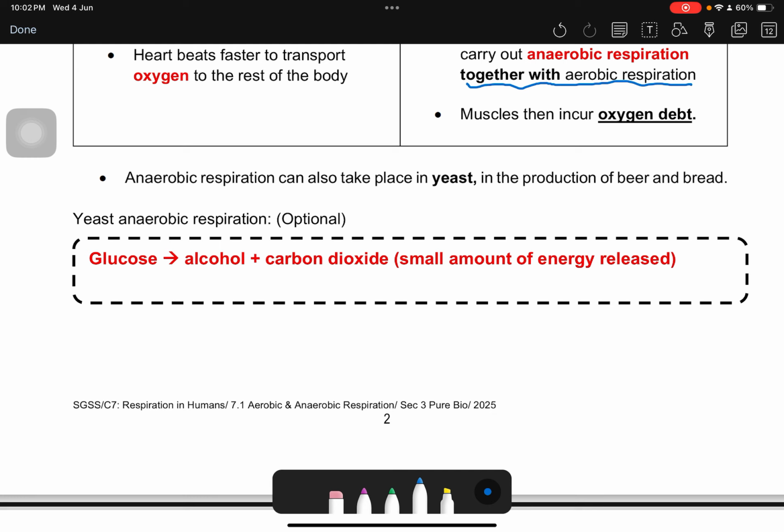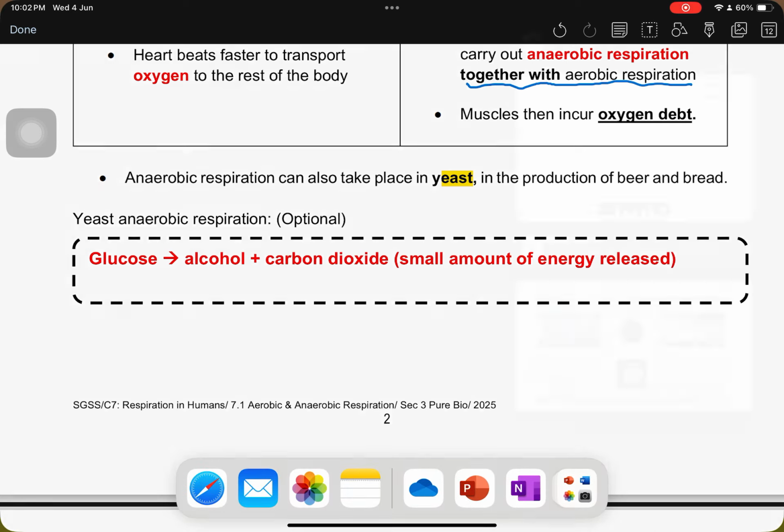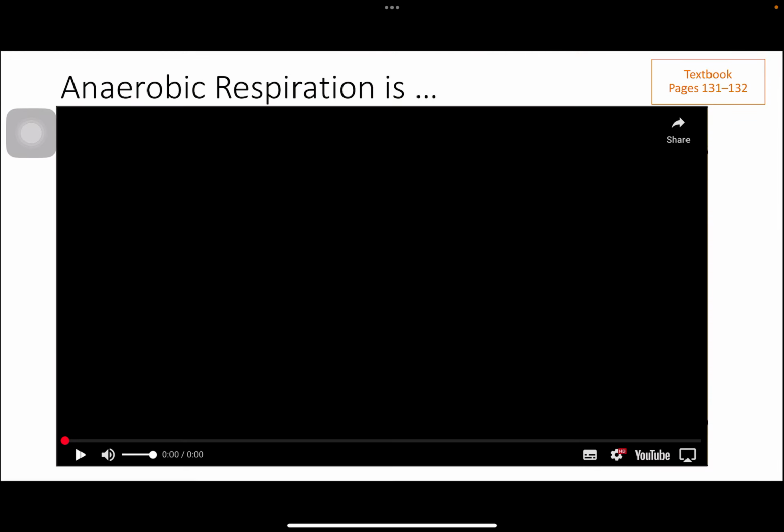Anaerobic respiration can also take place in another living organism, the yeast. And this is how beer and bread are produced with the help of the yeast. So what happens? Why is yeast used in the production of beer and bread? Let's look at a video to understand a little bit more.